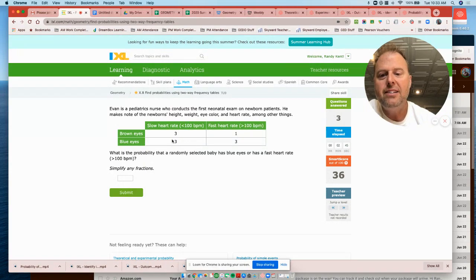Okay, so blue eyes looks like it would be these 2 boxes. Fast heart rate would be these 2 boxes. So I add these 3 together. 3, 6, 7. So that would be 7 out of the total. So it looks like we have 10. So 7 out of 10.